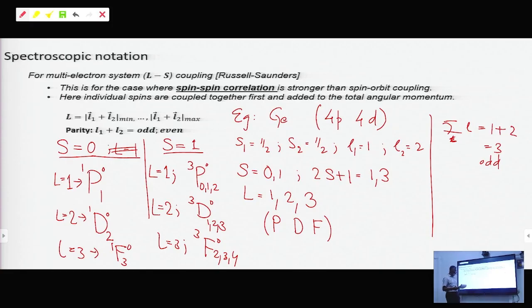Okay, so now if you look at these states, why do you call them triplet and singlet? You can see that the singlet has only one state with one J value. But here, each of these terms has three sublevels. So that's why it's called that.